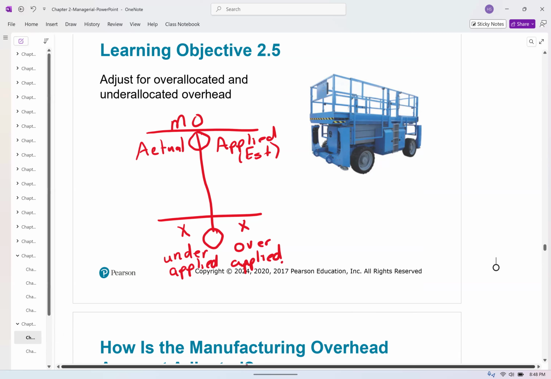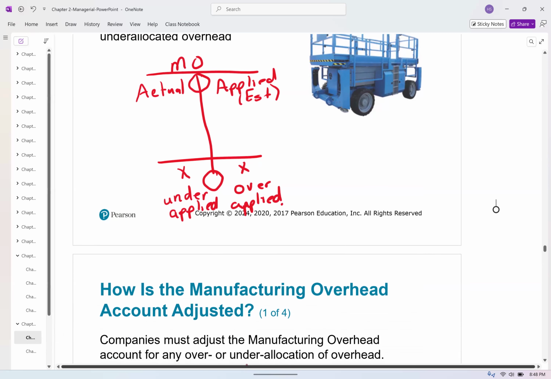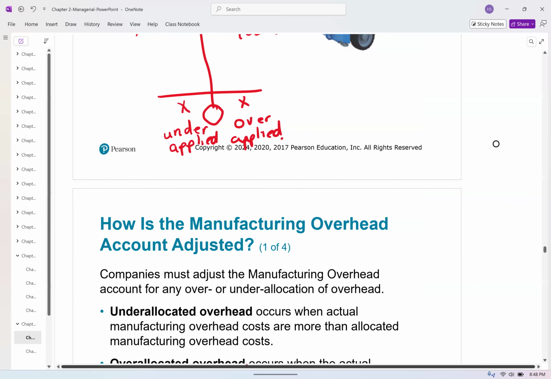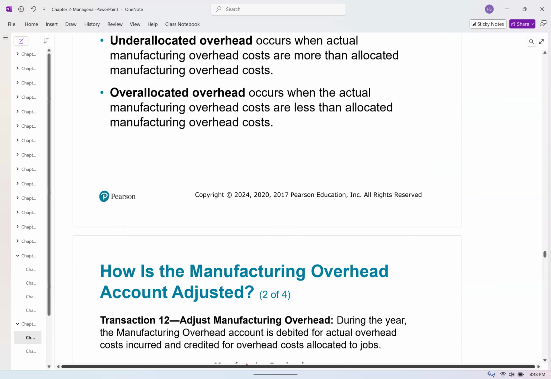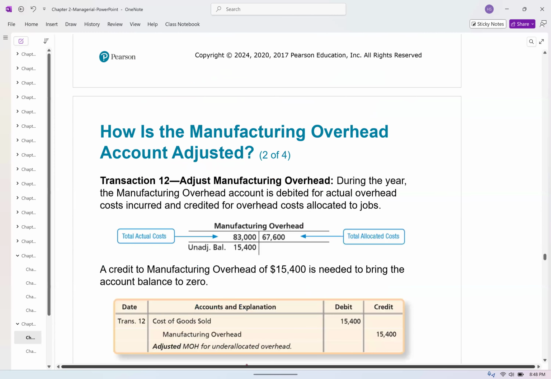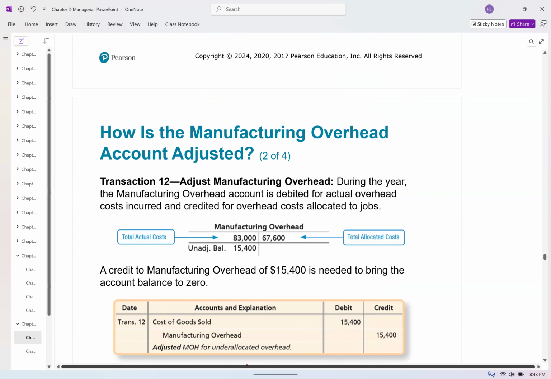Because it's just a temporary account. We just sort of hold it there until we allocate it to jobs, and then at the end of the period, we're going to take care of the under or over allocated. So here, these numbers came from the previous video. We had actual cost of 83,000 and we had applied or allocated 67,600. So we are underapplied here.